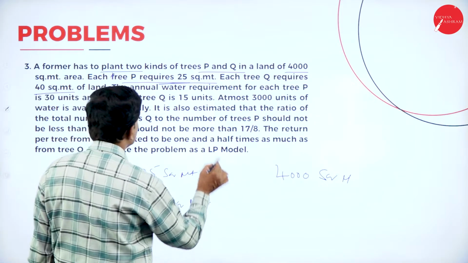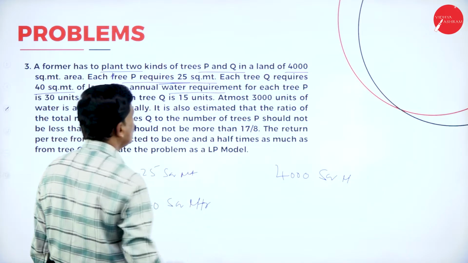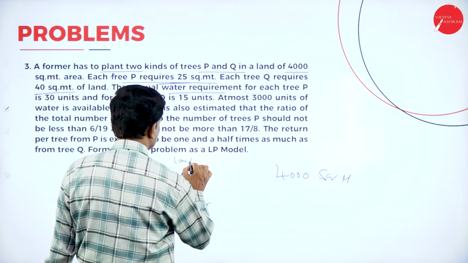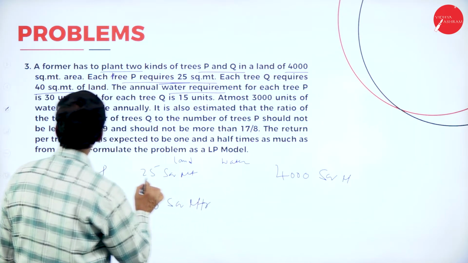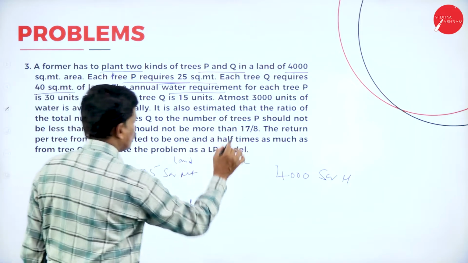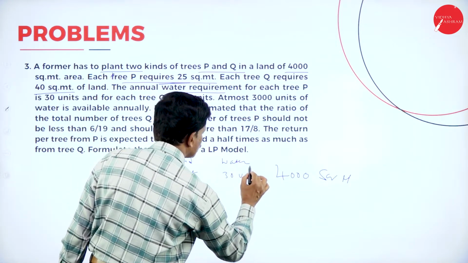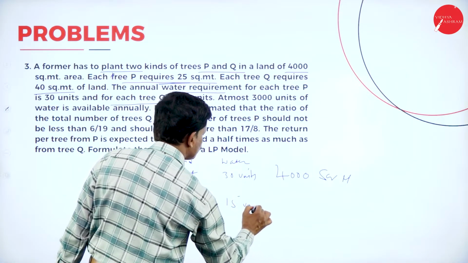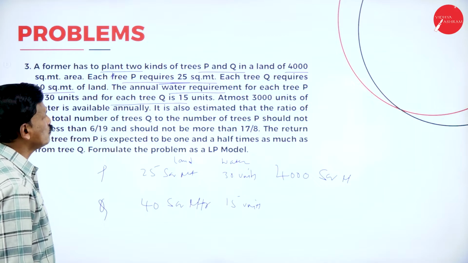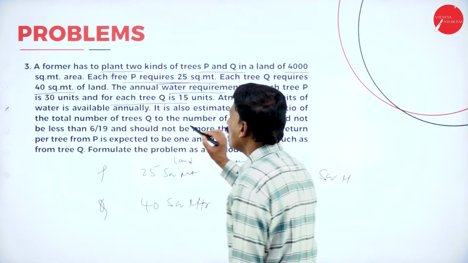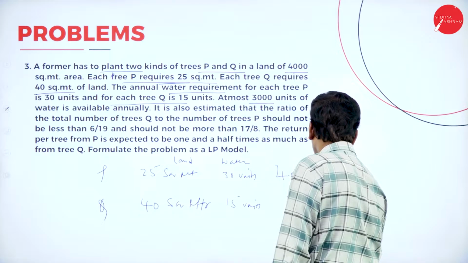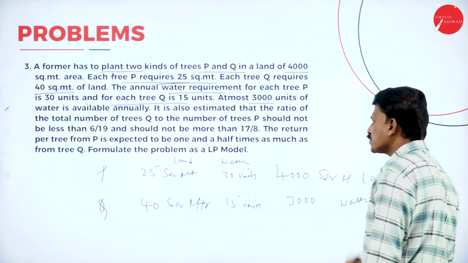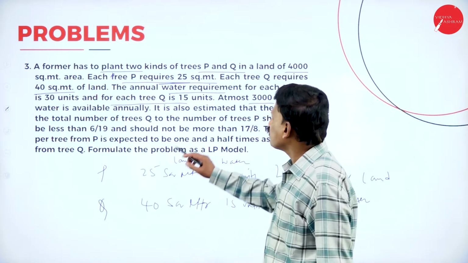This is the land. Then the annual water requirement for each tree P is 30 units of water, and for each tree Q it is 15 units. At most 3000 units of water is available annually. This is the land and water.